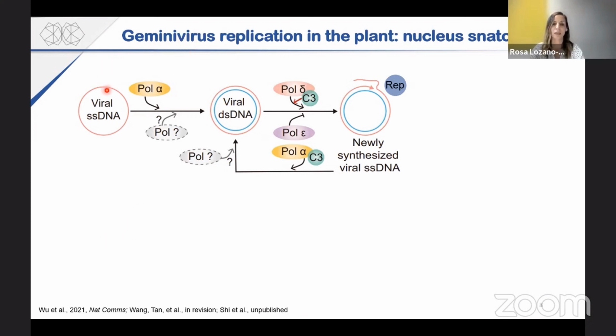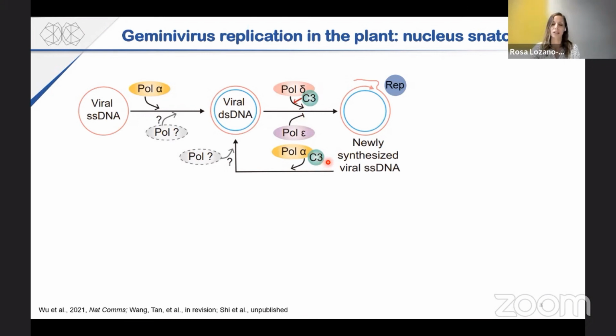And we have found that it is actually the primase DNA polymerase alpha, which initiates DNA replication in the plant, that mediates this step from the single-stranded DNA form to the double-stranded DNA intermediate. And then it is one of the nuclear processive DNA polymerases, DNA polymerase delta, which triggers the rolling circle replication. And interestingly, the other nuclear processive DNA polymerase, epsilon, actually has a negative effect in this process.